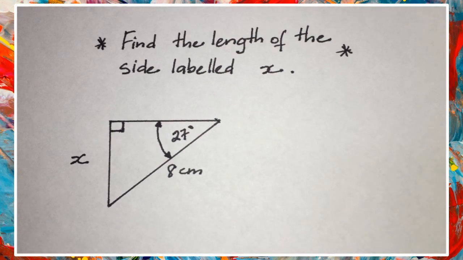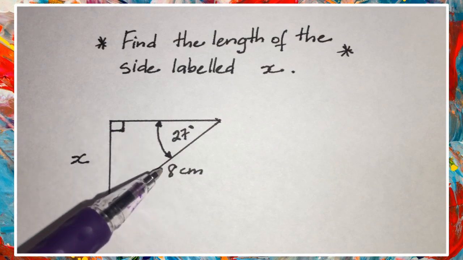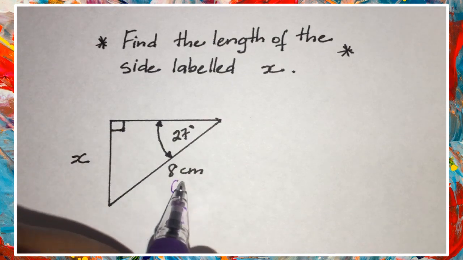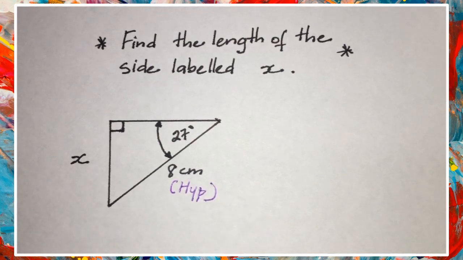I know that the longest side of the triangle is the hypotenuse, which is this one. And just to check, it's supposed to be across from the 90-degree angle. So I'm going to label this 8 centimeters, HYP, and that's shortened for hypotenuse.